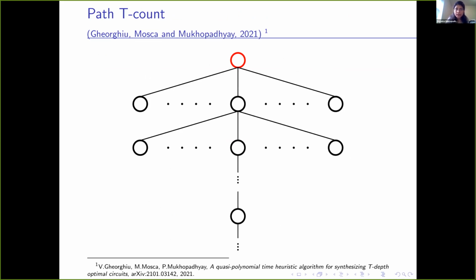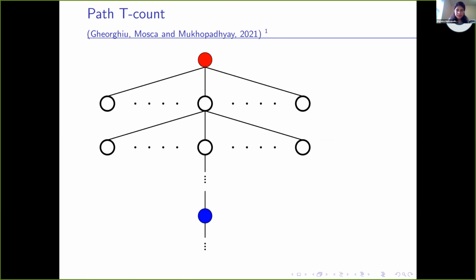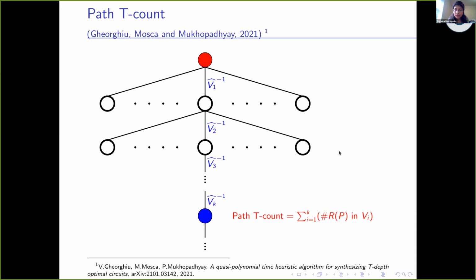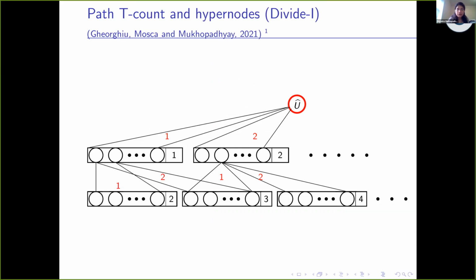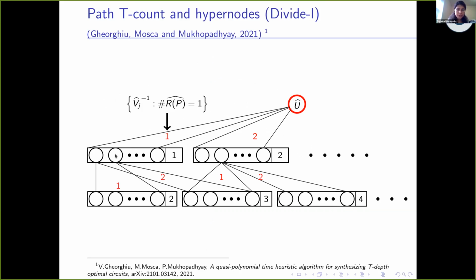Suppose this is a tree, and this is the root. And suppose this is another node in this tree, and each of these edges is obtained by multiplying by some VI inverse. Then the path Tcount is the summation of the number of RP units in these VIs. Now, according to this path Tcount, we can group the nodes into hypernodes at each level. For example, these are the nodes obtained by multiplying by VI units which have number of RP units 1, and these are obtained by multiplying VJ units which have number of RP units 2.